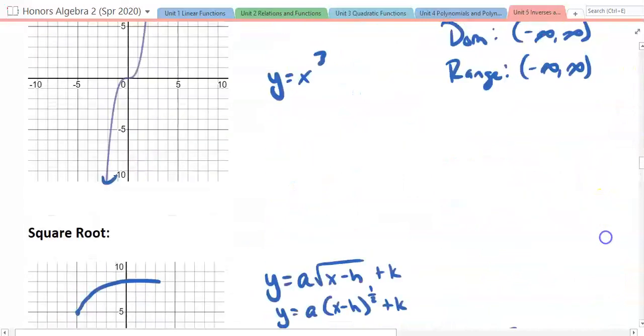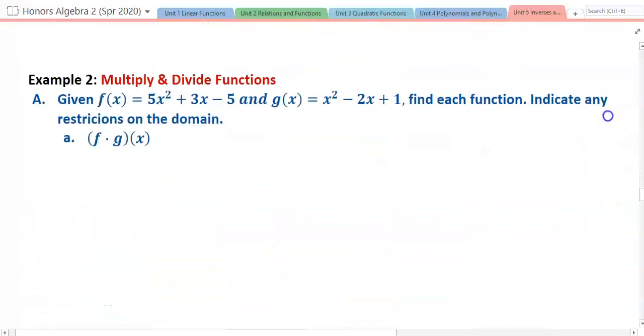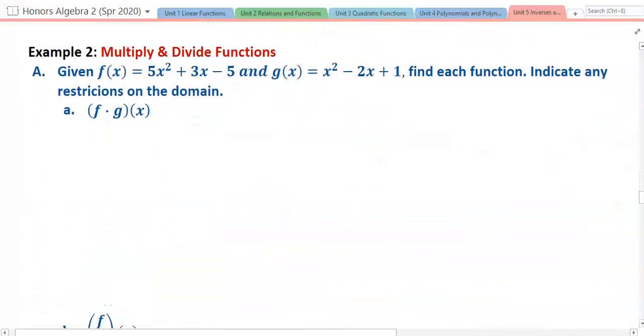Okay? Now, let's look at the rest of these examples here. Talking about multiplying and dividing functions. So I've got the same two functions that I had before. Now, multiplication is going to be really easy here. The division, we're going to talk about what's going to happen. Okay? So given that these are my two functions, let's multiply them together.